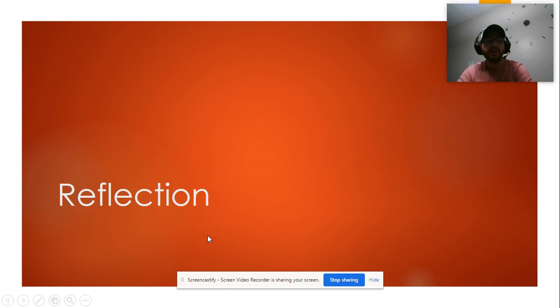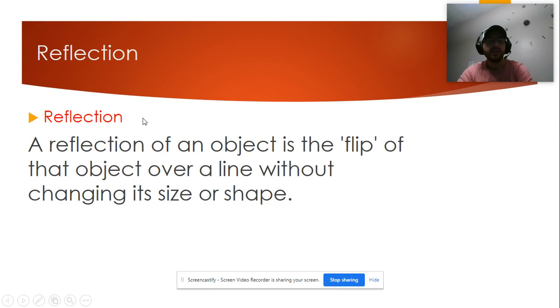Okay, today we're going to learn about reflection. Reflection is when an object is flipped. It's like when we look at ourselves in a mirror. So the object won't change in size or shape. The line of reflection is like where we place the mirror, and its reflection is like looking at ourselves in a mirror, or just flipping the object.